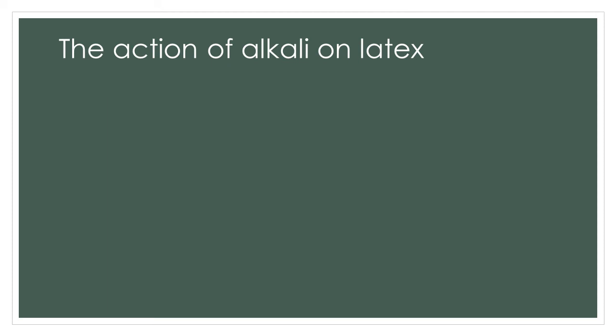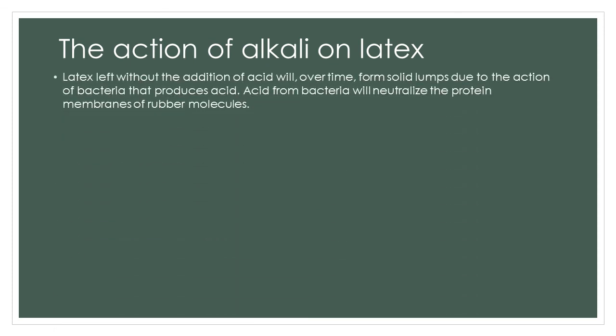So we learn about the action of alkaline on latex. Just now was the action of acid on latex. Now alkaline. We know that alkaline has a negative charge, and acid has a positive charge. So latex left without addition of acid will over time form a solid lump due to the action of bacteria that produce acid. Acid from bacteria will neutralize the protein membrane of the rubber molecule.